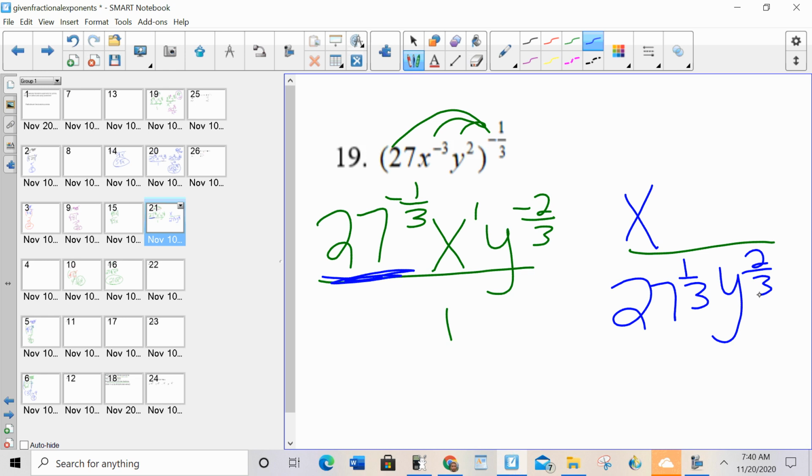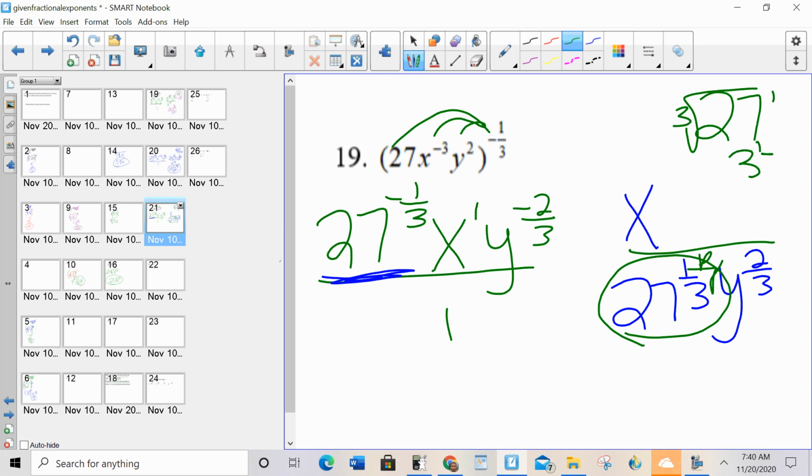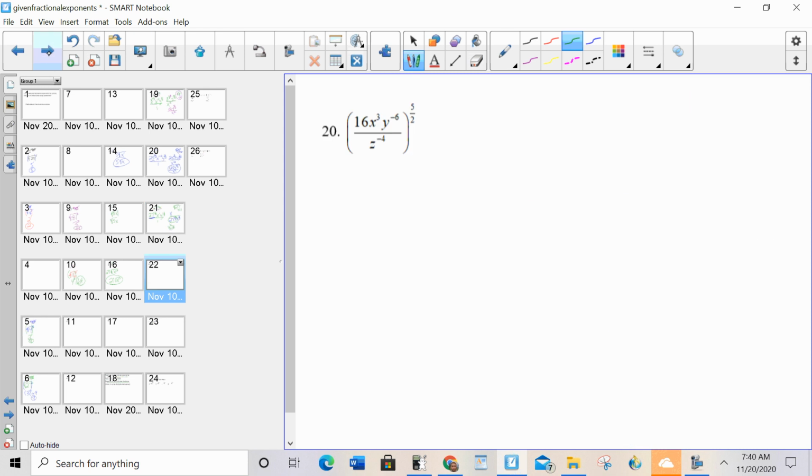Clean it up, MZ. The only thing I can clean up here is my 27 to the 1/3 power. Again, ideally, you can do that mentally, but if not, it's the power over the root. The cubed root of 27 is 3, to the first is 3. So my final answer is x over 3y to the 2/3. All right, let's see what else I got here.